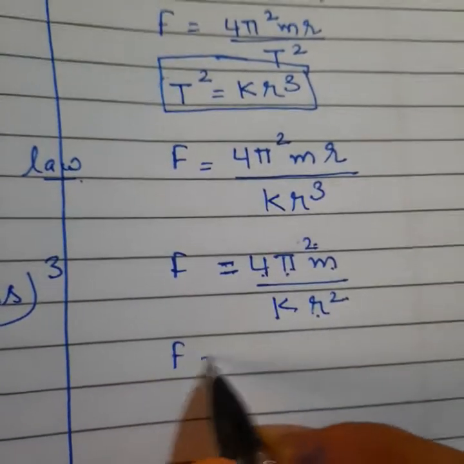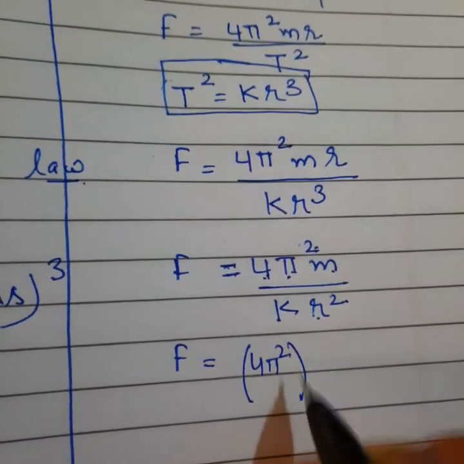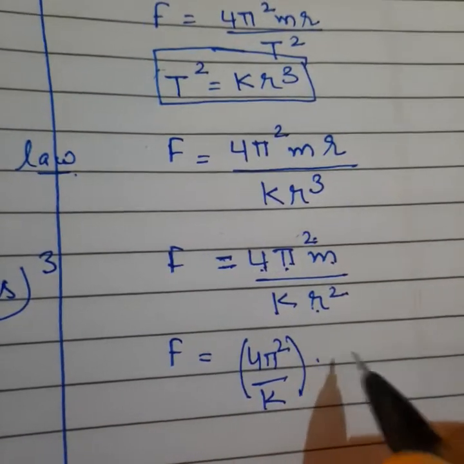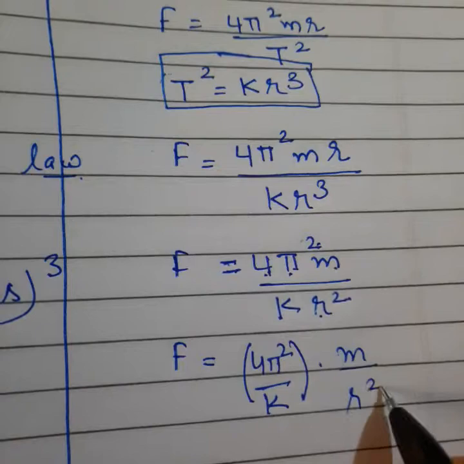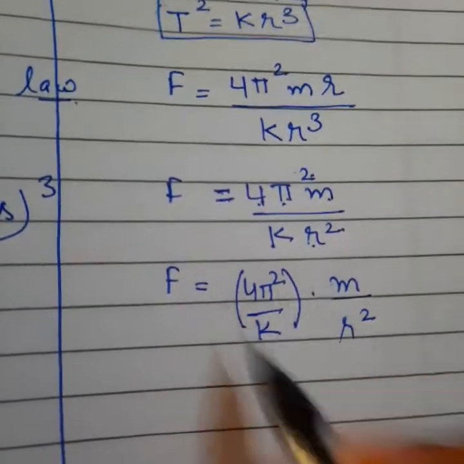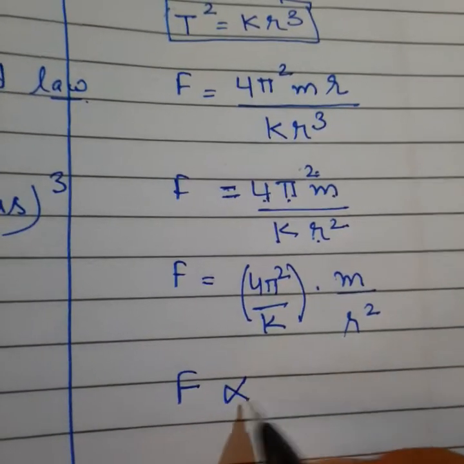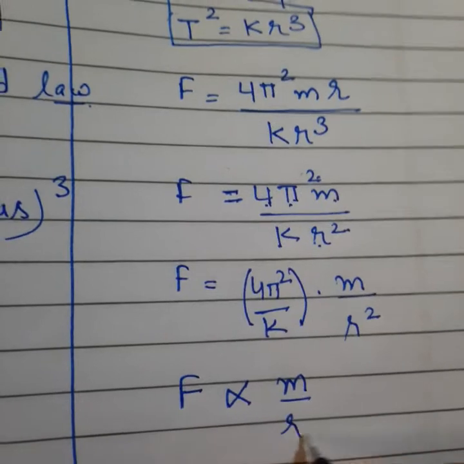So write this one in a separate bracket, same as before. 4 pi square divided by k, and on this side we get m upon r square. Say yes or no. So this is a simple one. Remove this constant value, then we will get the proportionality: m divided by r square.